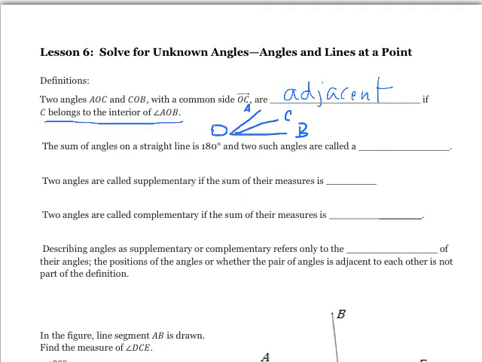And then we have another definition. The sum of angles on a straight line is 180, so angles on a line add to 180. And two such angles are called a linear pair.